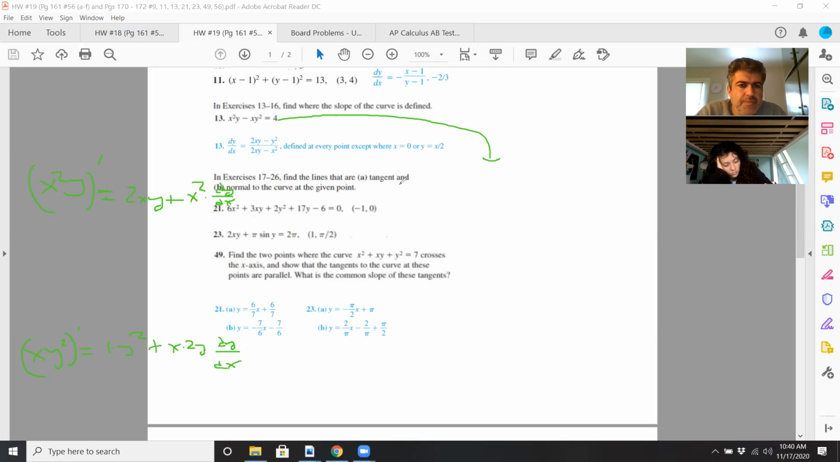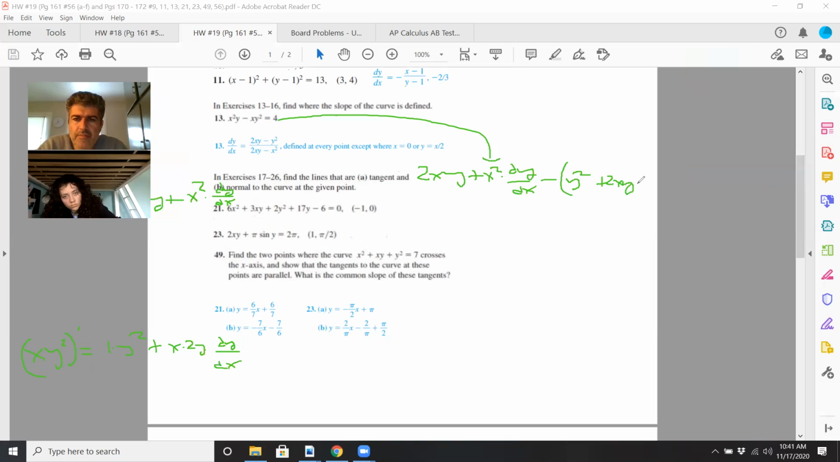So you bring it back into the fold. So you got 2xy plus x squared times dy over dx, and then big minus, and then in parentheses, y squared plus 2xy times dy over dx. And that's going to equal 0. Then you isolate dy over dx. In order to isolate correctly, strongly recommend you distribute that minus sign, right?